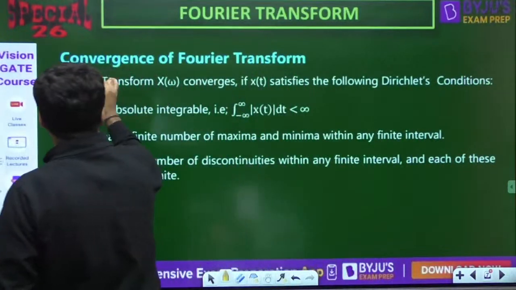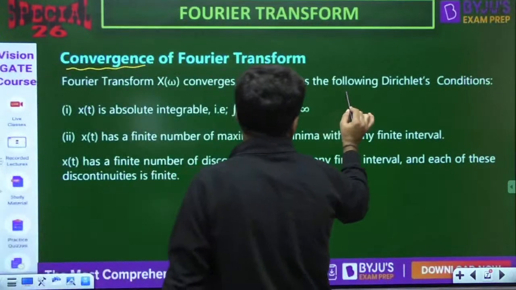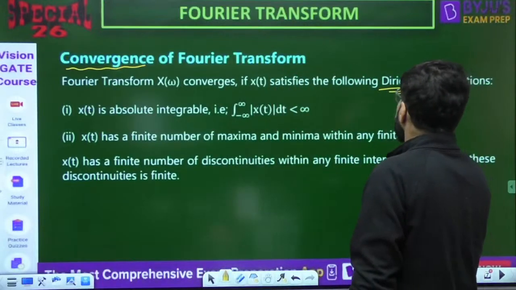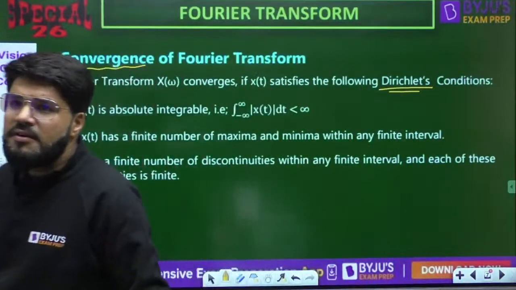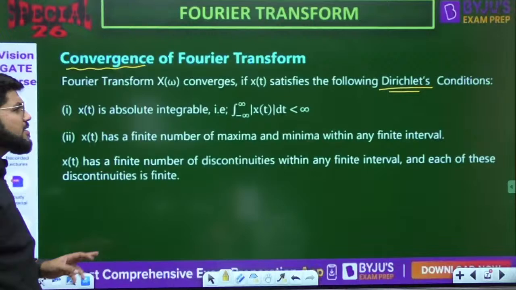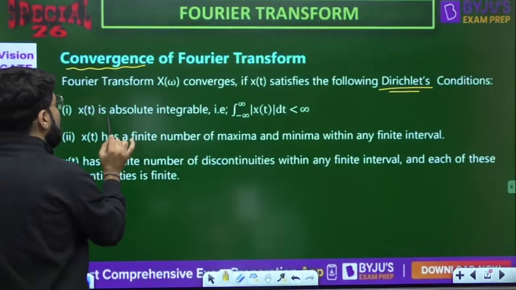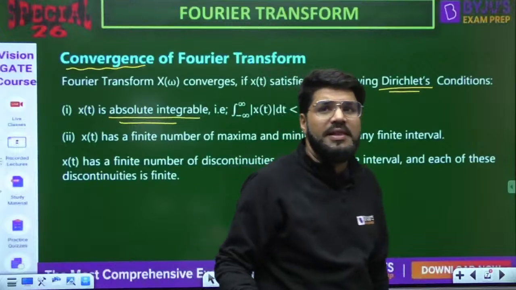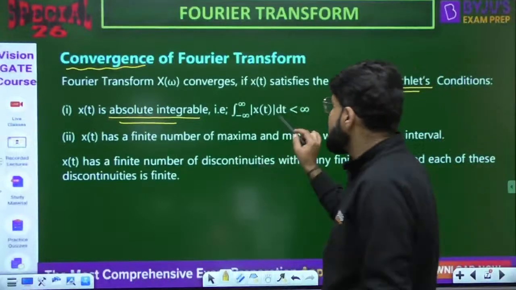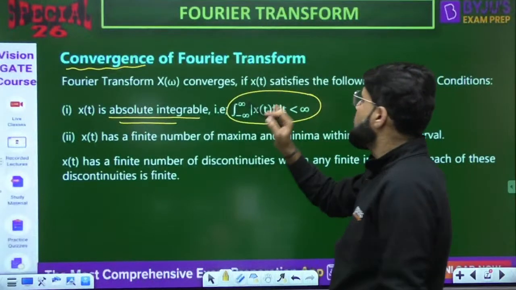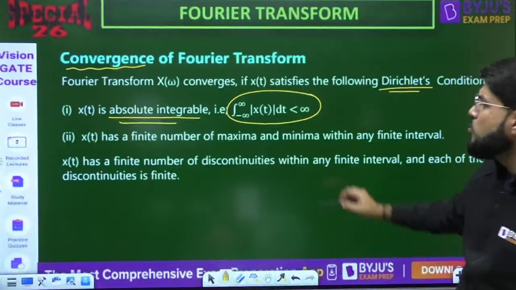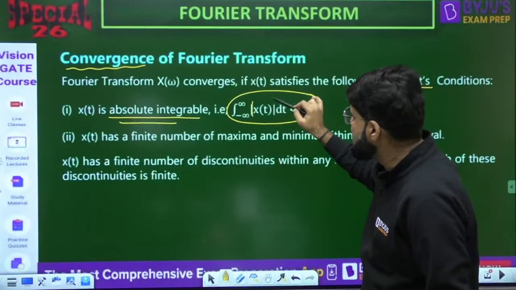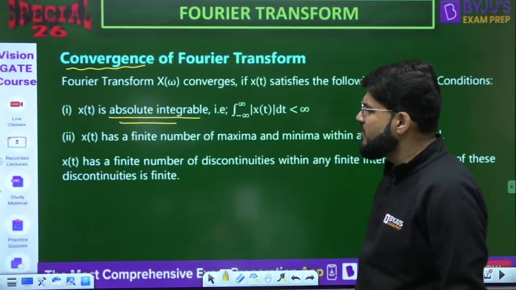The convergence condition is that the Fourier transform will converge if it satisfies Dirichlet's conditions. The first and important mathematical result is that a signal whose Fourier transform exists must be absolutely integrable. That is, the integral from minus infinity to infinity of mod x(t) dt should be finite. When you integrate the absolute value of x(t), that result should be finite.